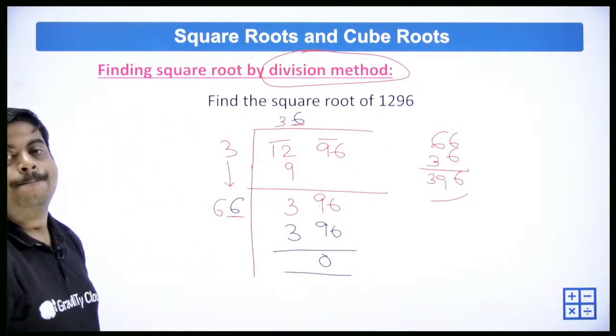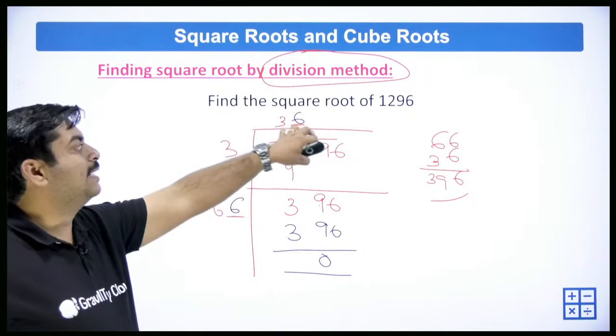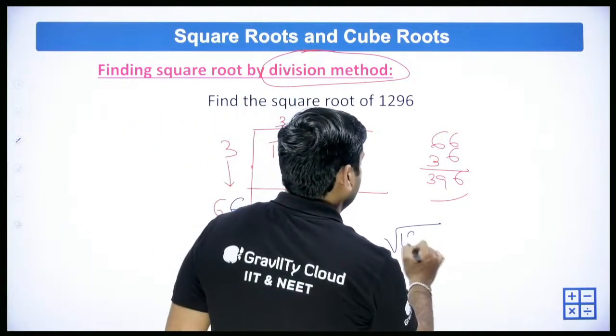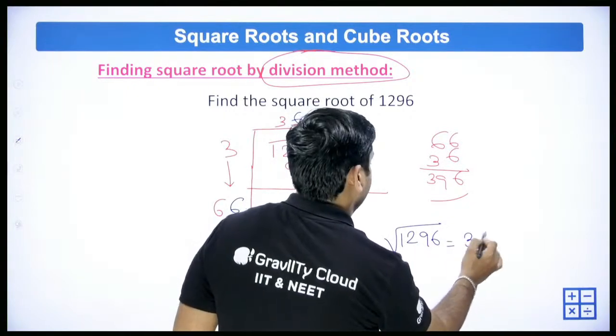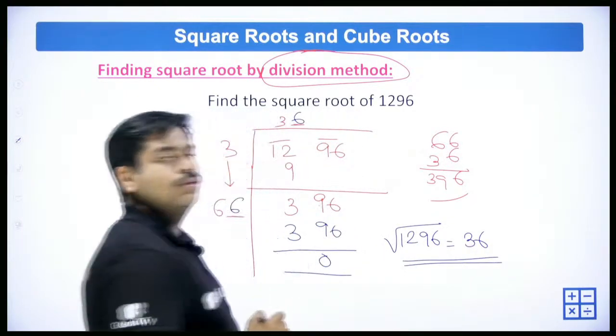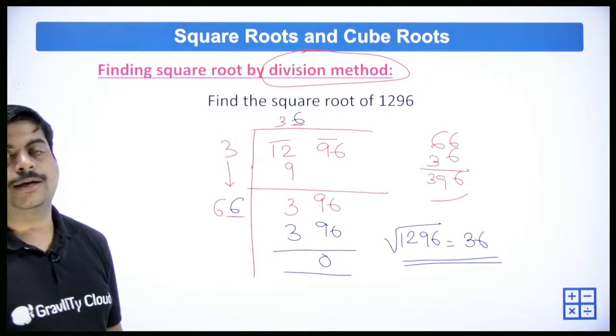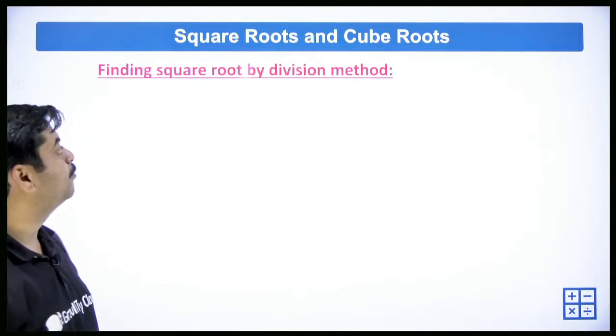So that means the square root of 1296 is 36. Square root of 1296 is equal to 36. Correct? So one more question using this division method, which is a very important method.